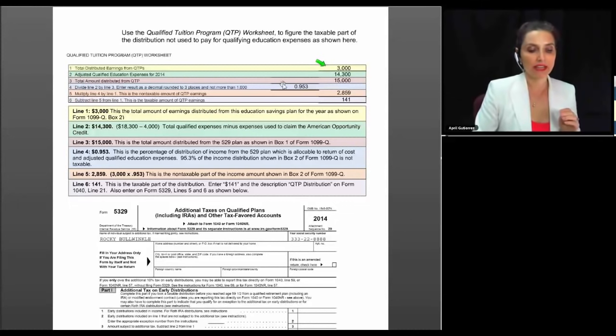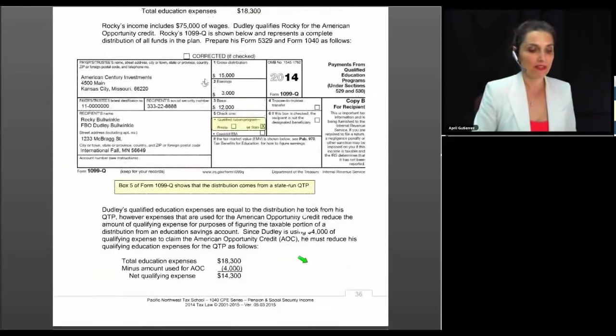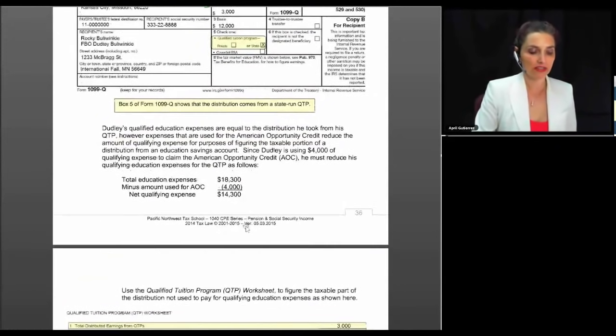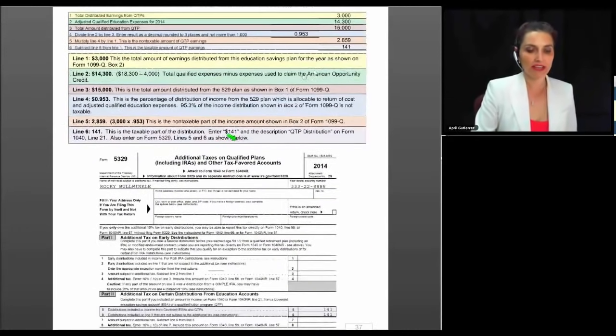And we do that by saying how much is not going to be taxed. Well, 95.3% of $3,000 will not be taxed, and that totals $2,859. So we're going to subtract $2,859 from $3,000, and that leaves only $141. So that's a lot of work to determine that of this $15,000 gross distribution with $3,000 of earnings and $14,300 of qualified education expense, that $141 is going to be taxable.